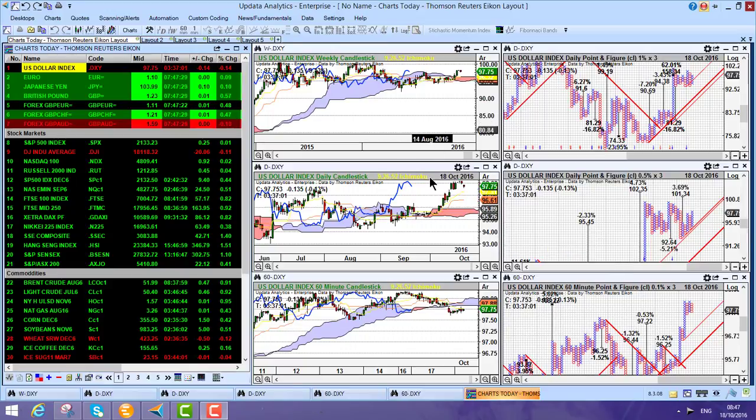And so we can just see here that we are just coming back through the cloud potentially on the short-term chart. No downside targets though, so at the moment it's too early to say that that's bearish short term.